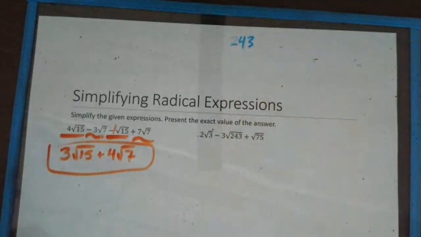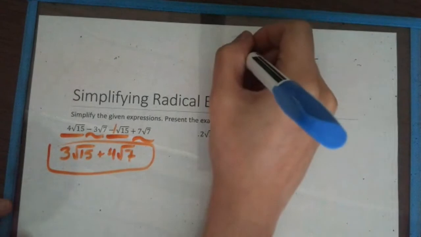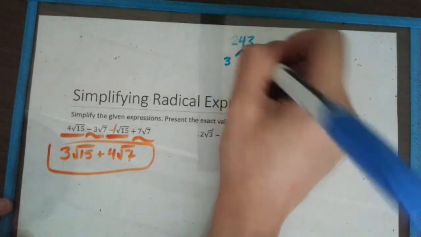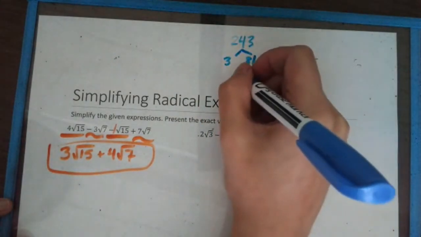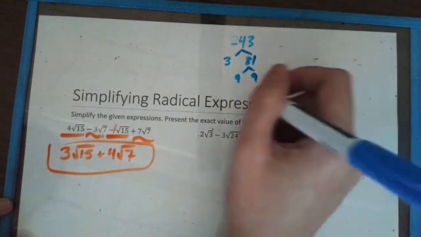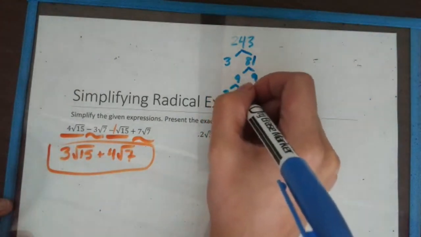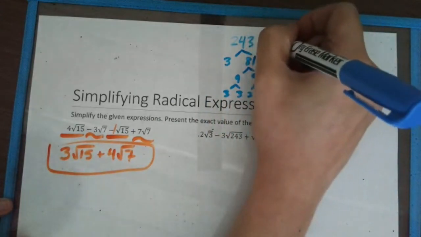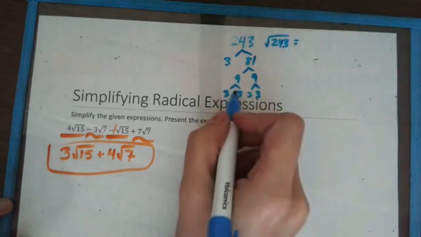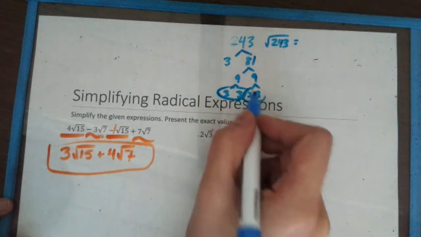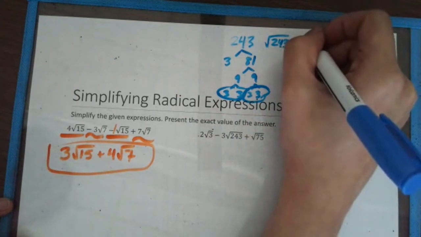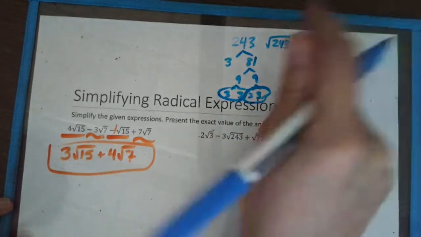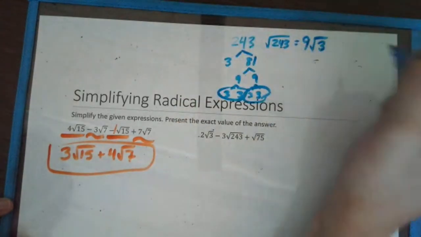So 243 is 3 times 81. 81 is 9 times 9. And each of the 9s are 3 times 3. So that means the square root of 243 is equal to, I have 1 pair of 3s, I have 2 pairs of 3s. So I get 3 times 3, which is 9, with an extra 3 left over that stays under the radical.